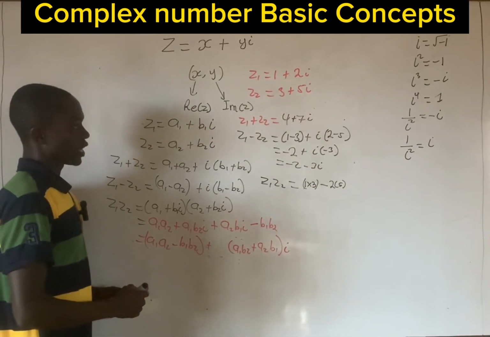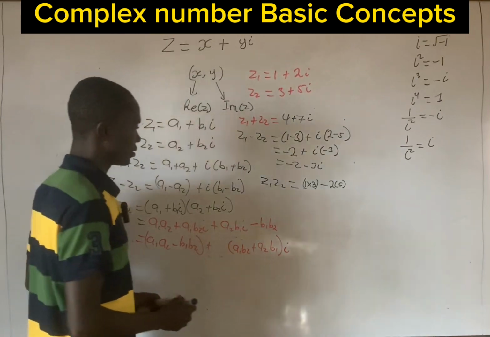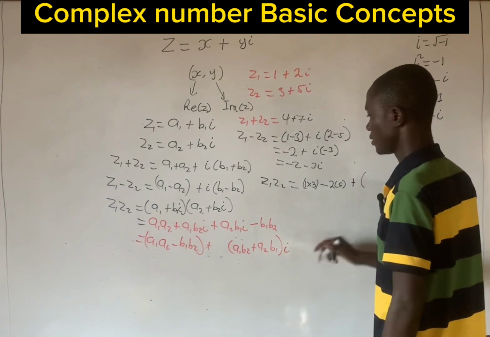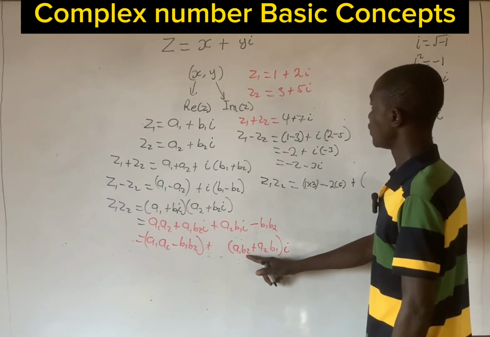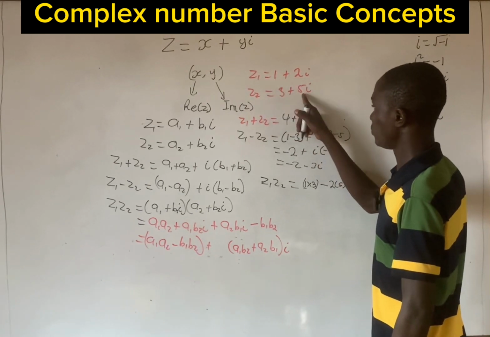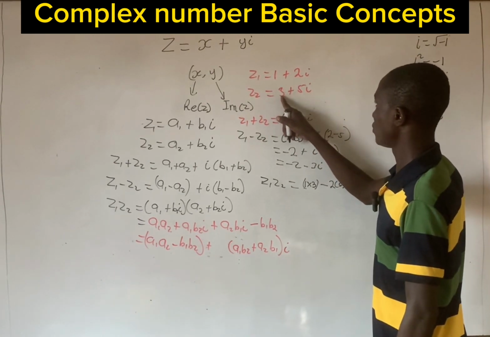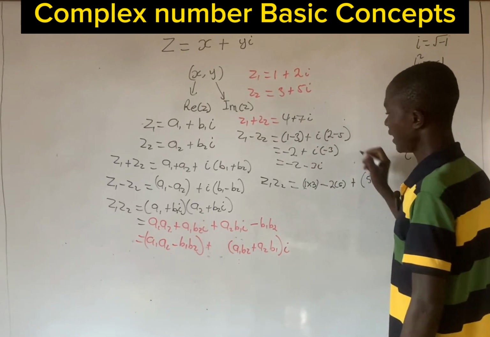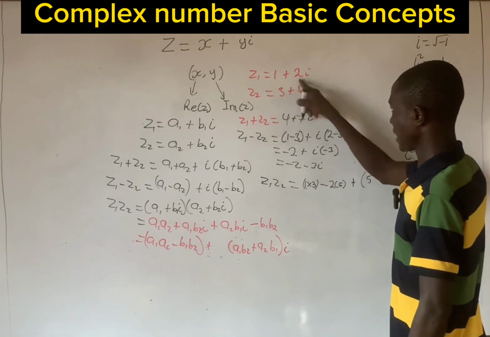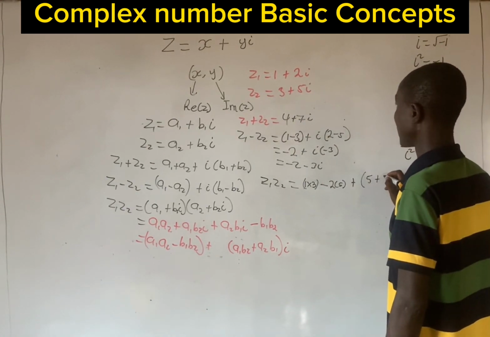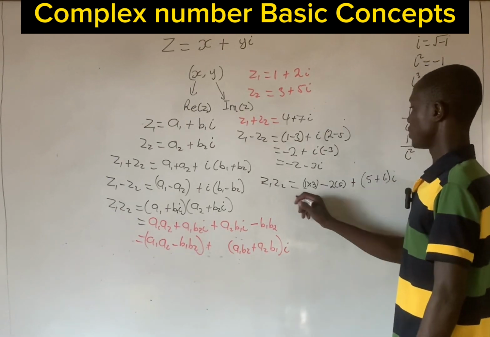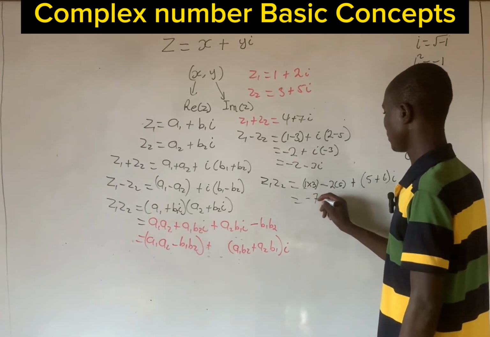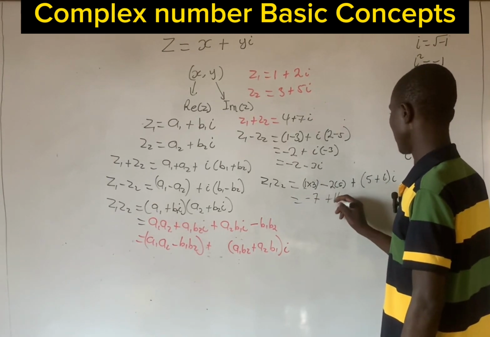One times 3 minus 2 times 5, and then plus, we come here: A1, B2, A2, B1. 1 times 5 is 5, and then 3 times 2, we are getting 6. Then we bring in i. So this will give us 1 times 3, 3 minus 10, that is negative 7, and this will give us plus 11i.